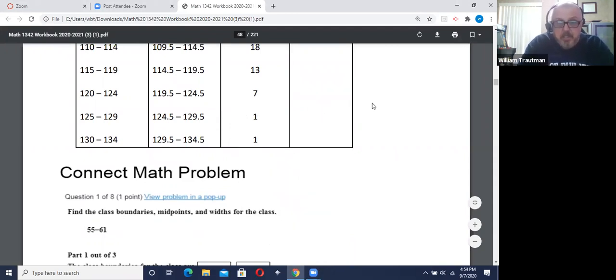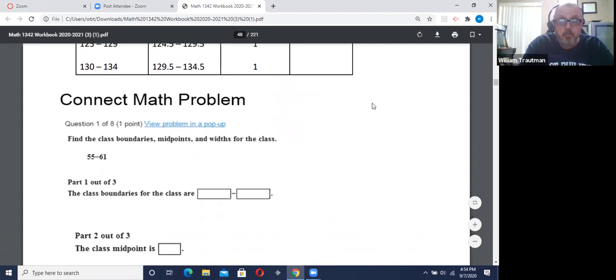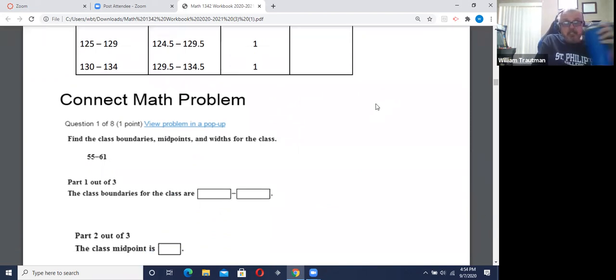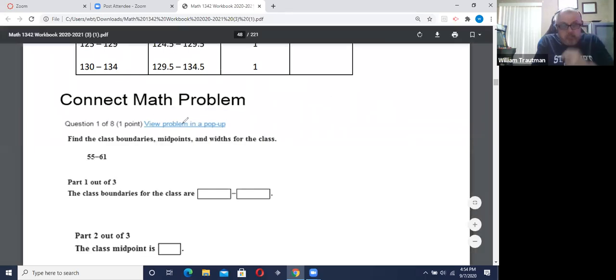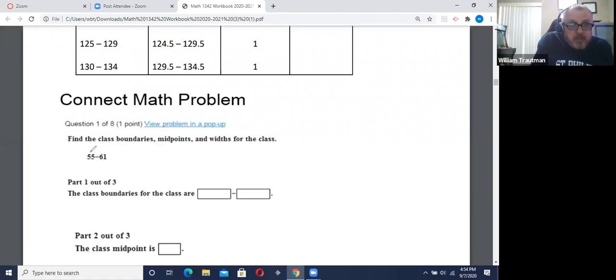All right, so now here are some sample homework problems. Let's take a look at this. It says find the class boundary. They don't tell you this, but this is a class limit. To find the boundary, remember you go 0.5 more, 61.5, that's your upper. The lower, you subtract 1, put a 54 here, and then put a 0.5.